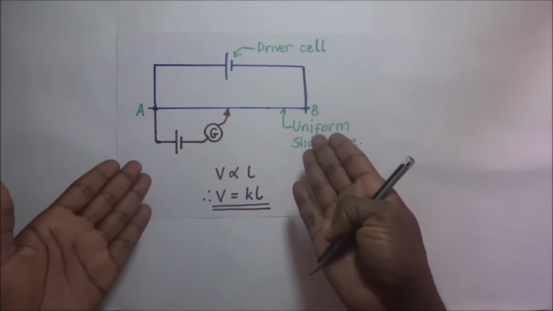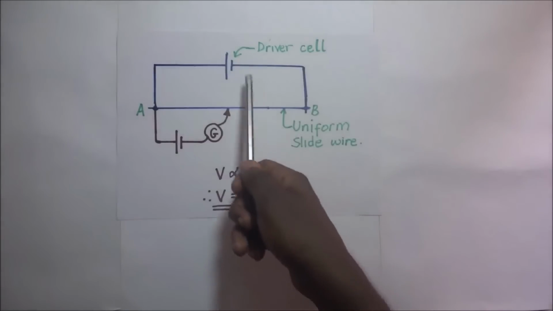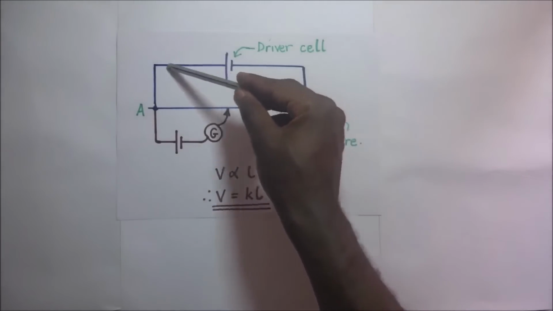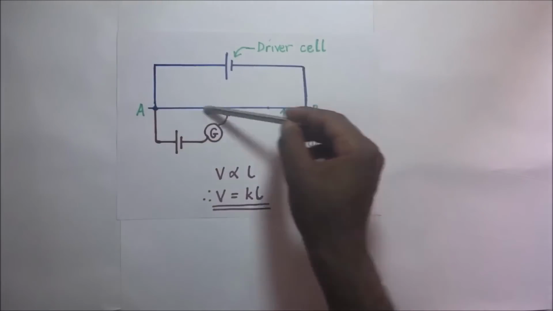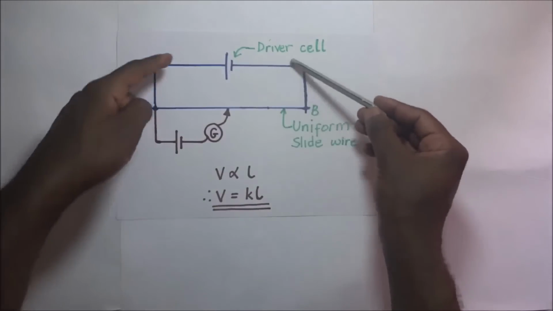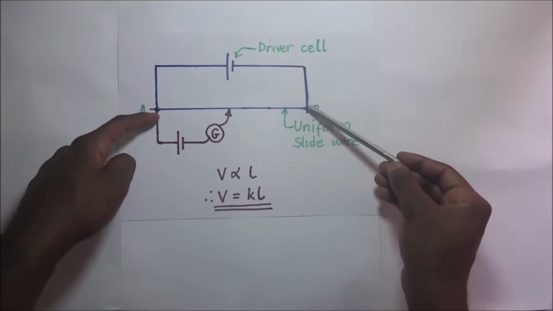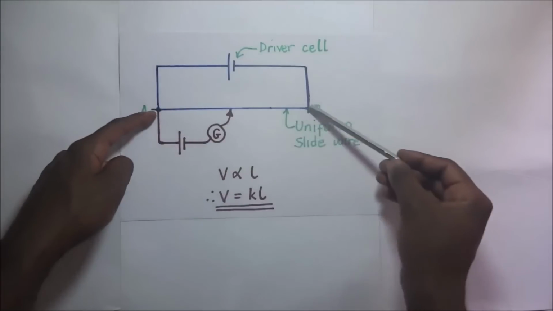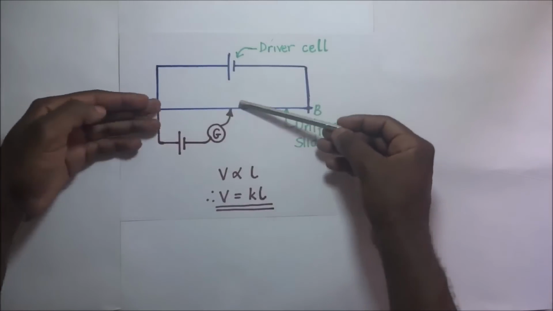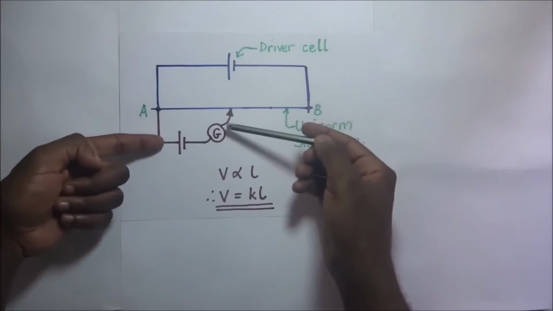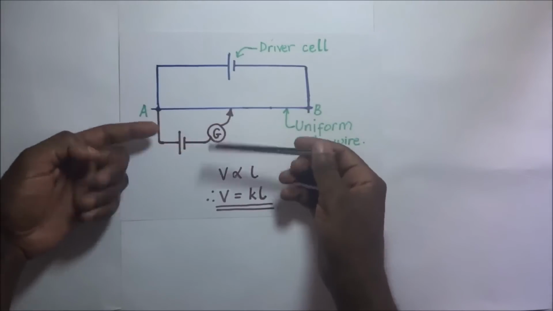Now this is a potentiometer circuit diagram. It definitely has a driver cell. This driver cell is connected to a circuit we are calling the primary circuit, and of course the primary circuit has this slide wire connected to it, this uniform slide wire. And of course, below here is what we are calling the secondary circuit, and this primary circuit is connected to the secondary circuit, which is always down here.